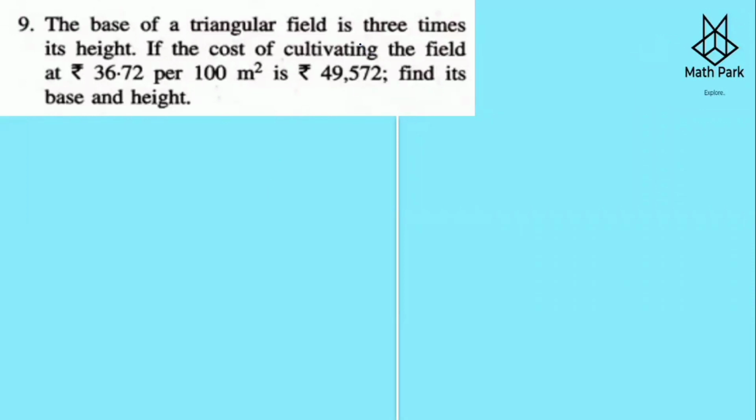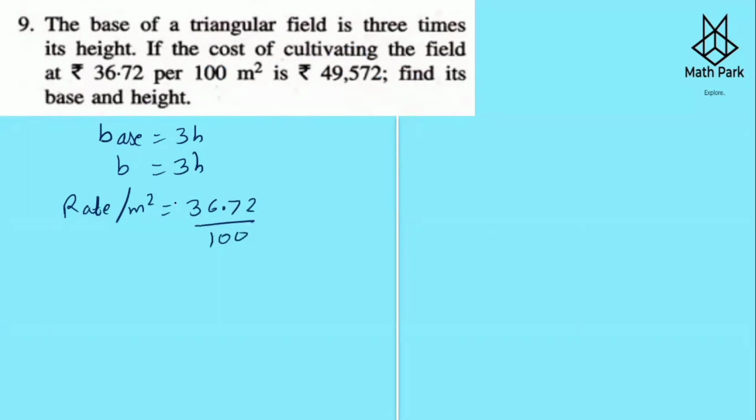The base of a triangular field is 3 times the height. So let the height be h. So base is equal to 3h. Or you can say that b is equal to 3h. If the cost of cultivating the field is 36.72 per 100 meter square, so if I have to find the rate per meter square, it is going to be 36.72 divided by 100. So this is the rate per meter square.